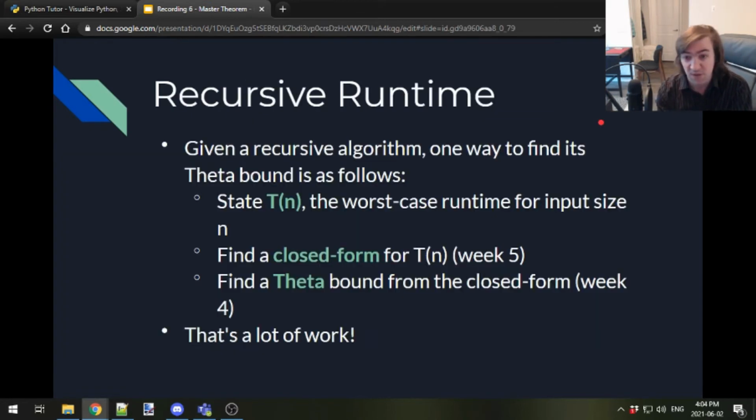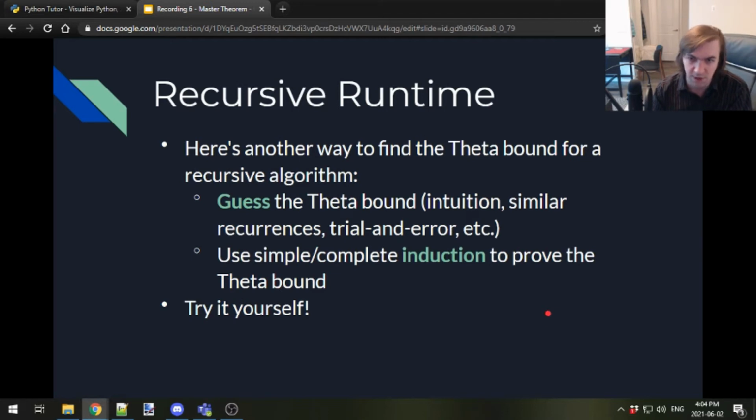So if you need to figure out recursive runtime, what do you do? Well, here's what we know so far. We can state t of n, the worst case runtime for input size n, this being a recurrence, find a closed form for it, which we found out the previous week, and then find a theta bound from that closed form using what we learned in week 4. But that's probably a lot of work, and I'm sure at this point you've already seen it's a lot of work. So here's another way that we do it.